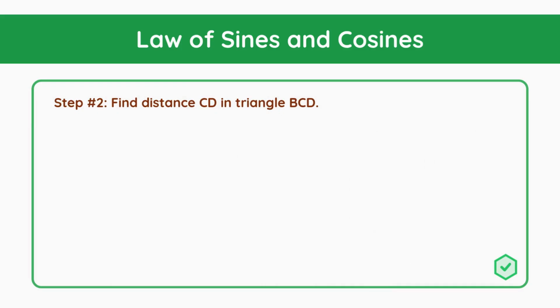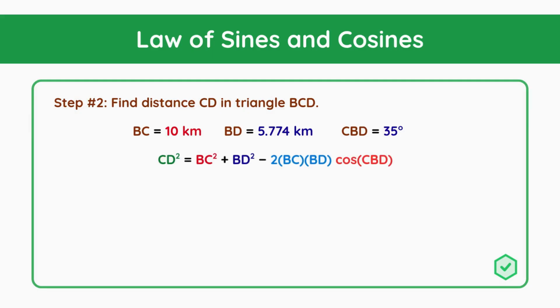Now step 2. Find distance CD in triangle BCD. In triangle BCD, we now know side BC equals 10 kilometers, side BD equals 5.774 kilometers, and the included angle CBD equals 35 degrees. Since we have two sides and the included angle, SAS, we use the cosine rule. CD squared equals BC squared plus BD squared minus 2 times BC times BD times cosine of angle CBD. Substitute our values. CD squared equals 10 squared plus 5.774 squared minus 2 times 10 times 5.774 times cosine of 35 degrees.